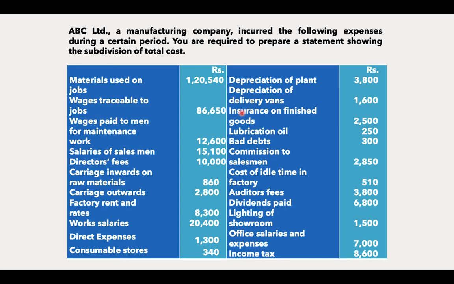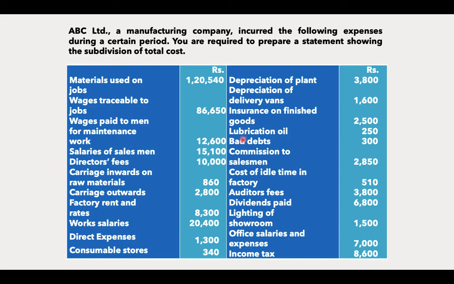Then insurance on finished goods. Again, it's coming along with the finished goods. So it will be adjusted along with the selling and distribution overheads. Then we have lubrication oil. So it is regarding the production. So it is regarding the machinery. So it has to be coming under the production. So it will come under the factory overheads.